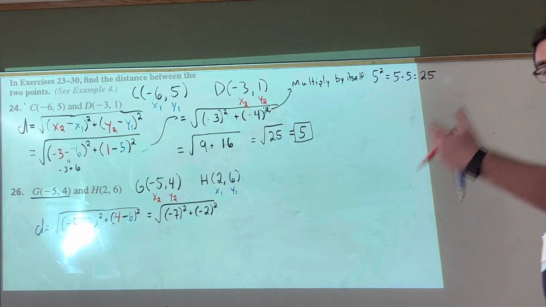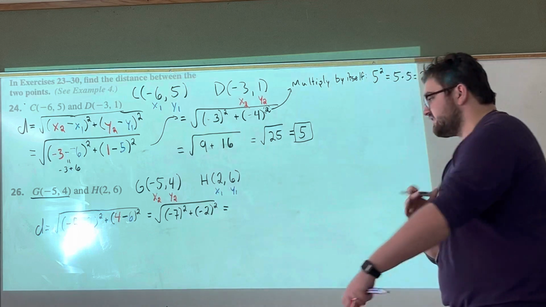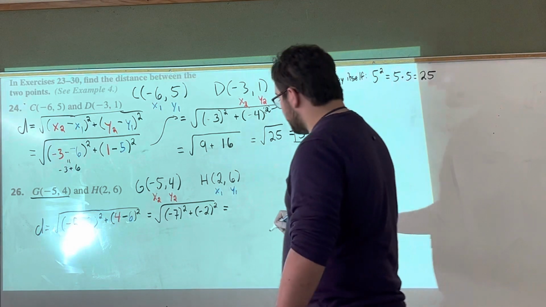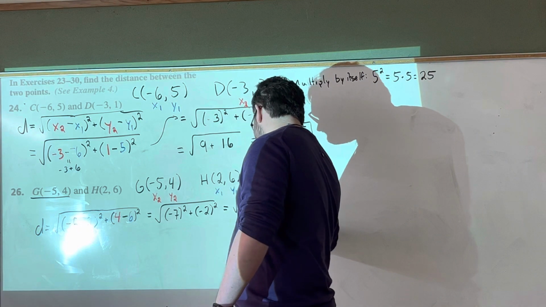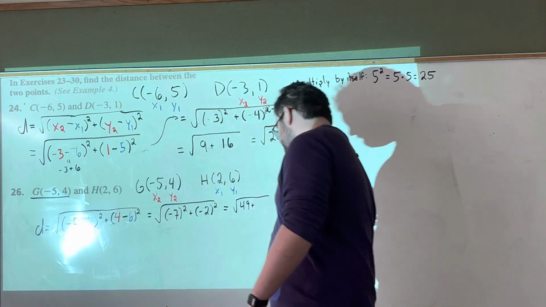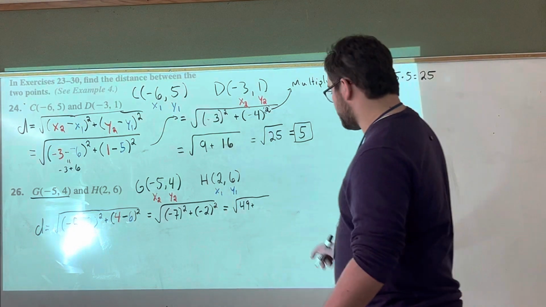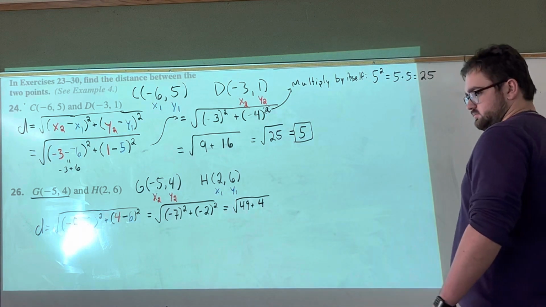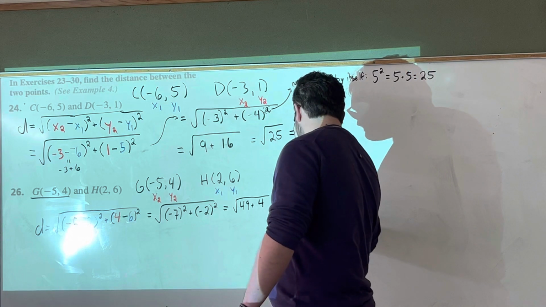All right, now we need to evaluate the squares. So we need to take negative 7 squared, which is the same thing as 7 times 7. That's going to give us the square root of 49 plus, then if you take negative 2 squared, 2 times 2, you are going to get 4. So it's going to be 49 plus 4. Which, when you calculate it, is going to give you the square root of 53.